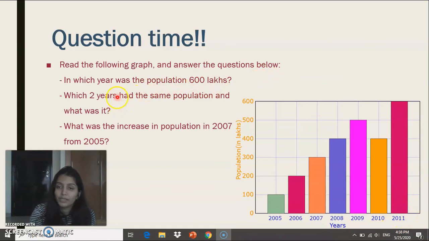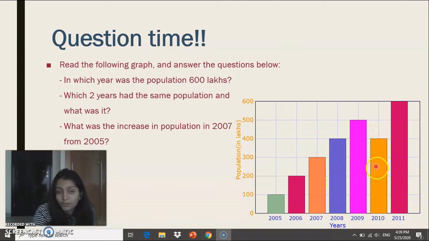Second question. Which 2 years had the same population and what was the population? Now you have to look at all these bars and find two bars which are at the same height. Look at the graph carefully and you'll see that it's this bar and this bar, right? Because you can see that it goes along the same line. This year is 2008 and this one is 2010. So the 2 years which had the same population were 2008 and 2010.